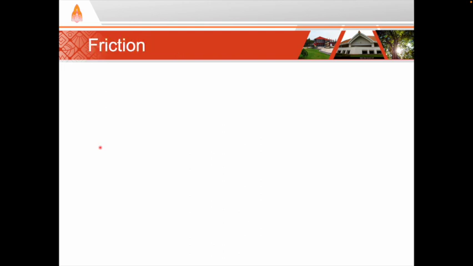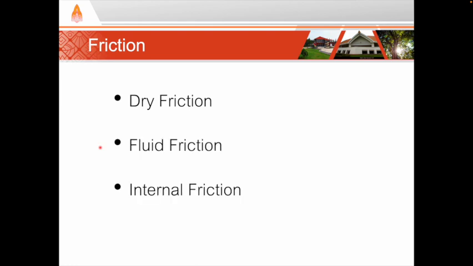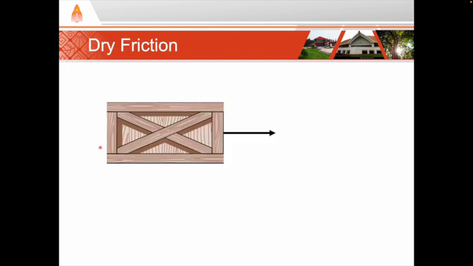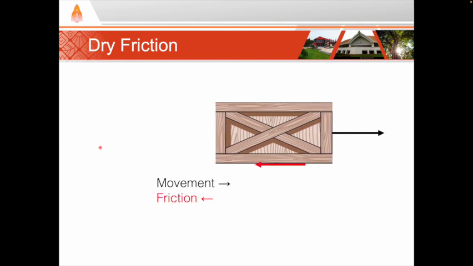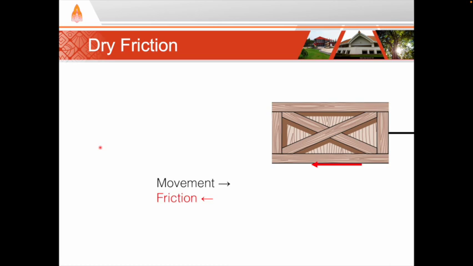Today, we are talking about dry friction. There are other types of friction, such as fluid friction or internal friction, but we will not talk about those in this course. Dry friction occurs between two surfaces in contact with one another. The friction force always acts in a direction opposite of the relative motion of the two surfaces.